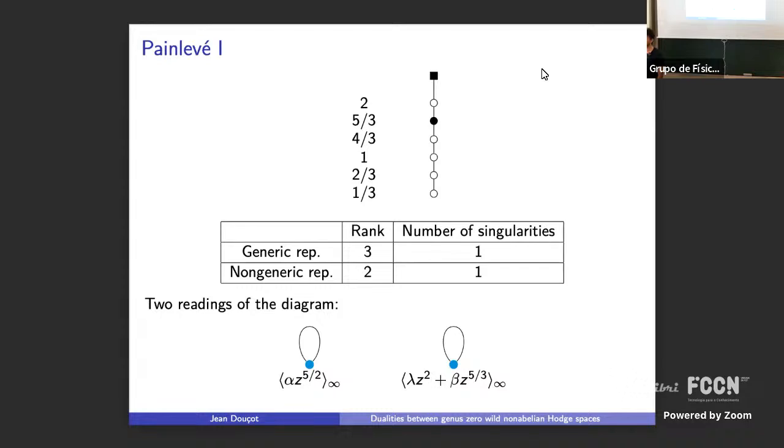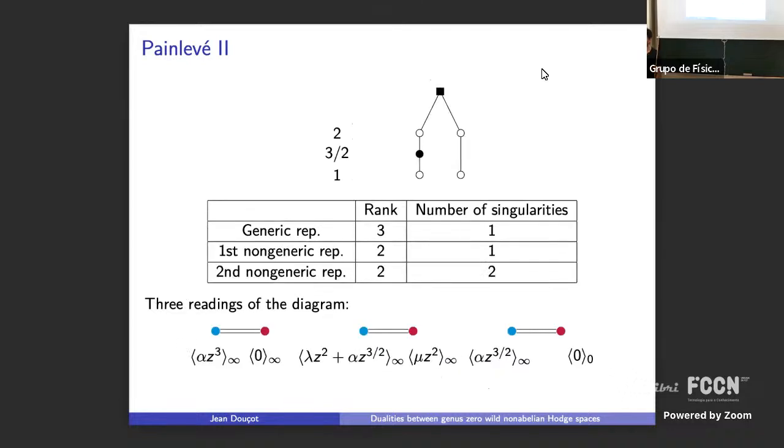And just to conclude, I can show some examples related to different Painlevé-like pairs. For example, for Painlevé-1, the generic tree would be that, and I would have those two different readings with the ranks and number of singularities. And for Painlevé-2, we'll have that. This is the generic tree, and I will have 3 different readings. If I'm not mistaken, this one is the standard Jimbo-Miwa one, and this one is the Flaschka-Newell, for example. The generic one always has a higher rank.